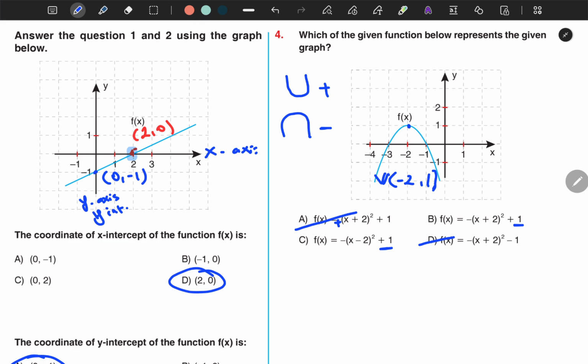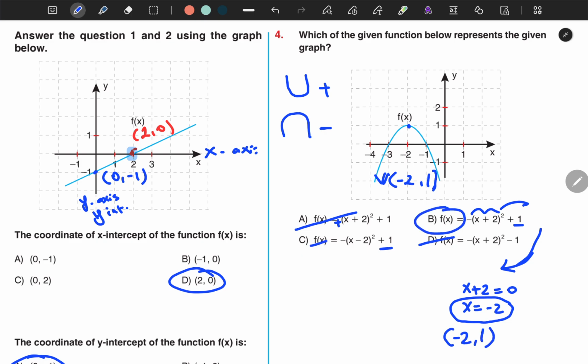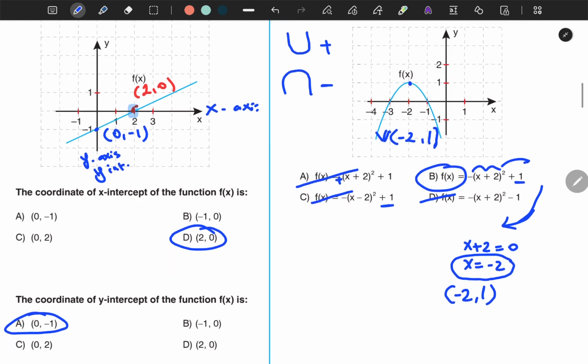Next one, which of the following has negative 2? You remember, always I have to make the inside of the parentheses 0. So x plus 2 is equal to 0. X equals what? Negative 2. So x is negative 2, y is positive 1. So which one do I have to select? B is the correct option. Alright.